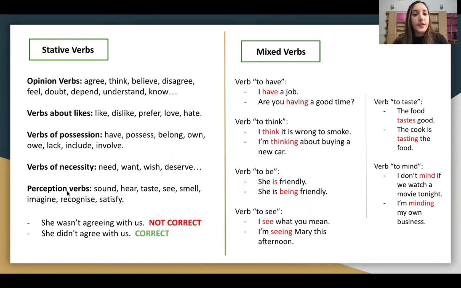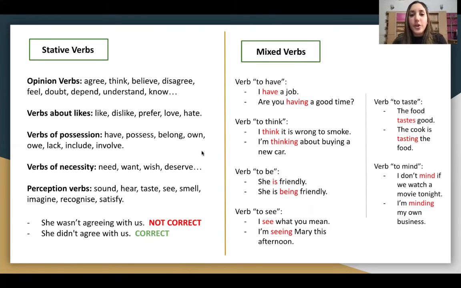We have here an example. She wasn't agreeing with us. Agreeing is not the correct form, so we have to say she didn't agree with us. That's the correct form. Another example is he is deserving to pass the exam. We cannot say deserving. The correct form is he deserves to pass the exam.